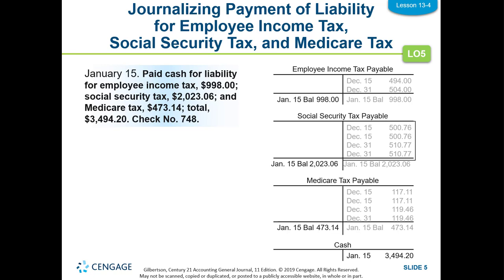The second one on December 15th represents the employer's share of payroll taxes, recorded in the general journal. The 2 December 31st transactions represent 1 employee and 1 employer. So when we take a look at what needs to be paid here, employee federal income tax, again, is going to be your federal income tax. Social Security, we have employee, employer, employee, employer. Medicare, same thing.